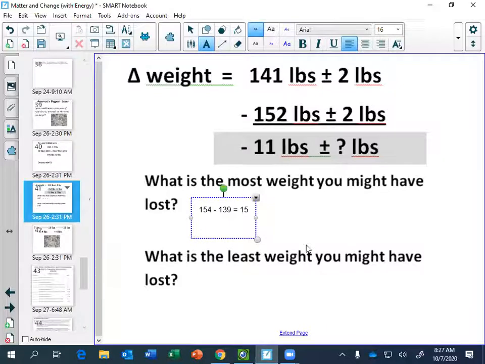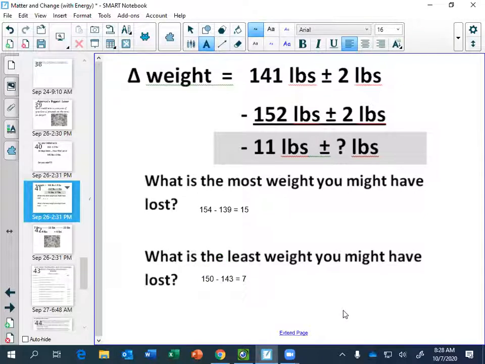All right, now the least amount of weight that the contestant might have lost. So maybe initially, instead of 152, we did minus 2, she weighed 150 to start with. And her final weight was 141 plus 2, 143. In this case, using those numbers, she only lost 7 pounds.